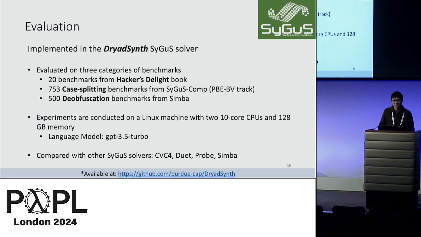All right, so let me move on to evaluation. We have implemented all the ideas in our SyGuS solver called DryadSynth. It was a SyGuS solver just supporting conditional linear integer arithmetic. Now it supports bit vectors as well. It's available, so if you have any synthesis questions, give it a try. We have tested over 20 benchmarks from Hacker's Delight and more than 700 benchmarks from the SyGuS competition and 500 benchmarks on deobfuscation. And we compare the performance with CVC4, Droid, Probe, and Simba. All state-of-the-art SyGuS solvers.